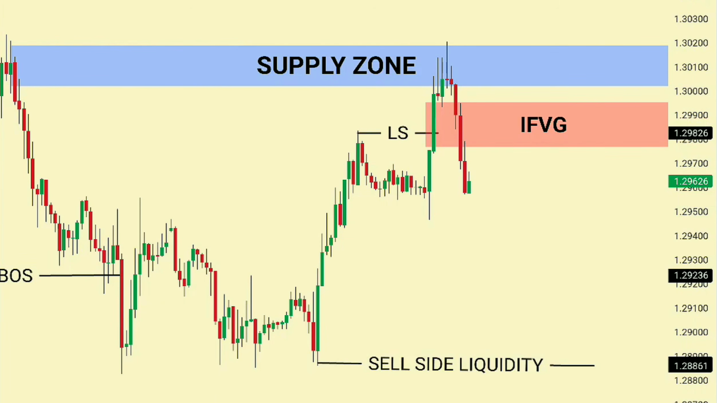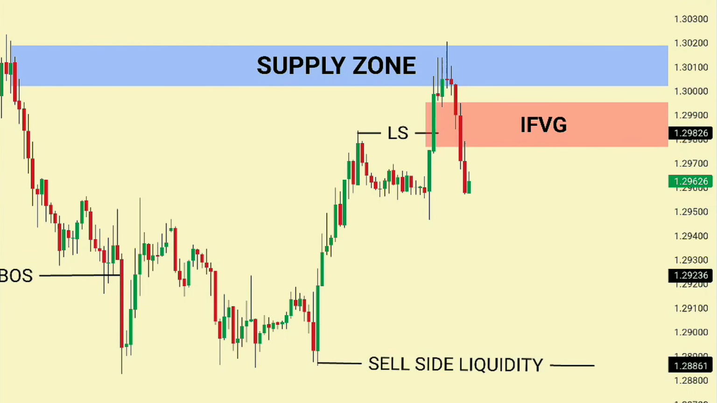Why is this important? Because it gives us confirmation that sellers are still in control. Rather than chasing the bearish move, we now have a logical area where price may retrace before continuing lower. That's exactly why professional traders wait for this confirmation. They don't sell because price is falling. They wait for the market to create a clear area that confirms the bearish intention. So in this setup, the inverse fair value gap isn't the entry itself. It's the confirmation that prepares us for a high probability entry.